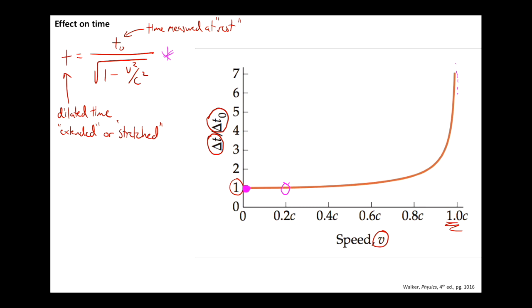Now, how do you make that measurement or observation? I need a clock that's going zoom at almost the speed of light, and I'm supposed to be like, what's happening to that clock?